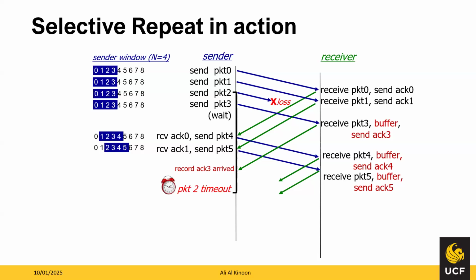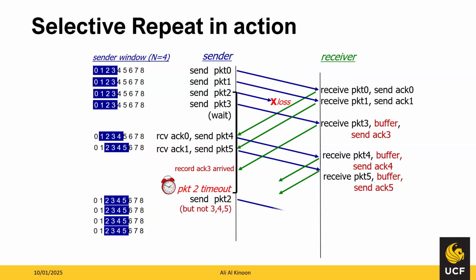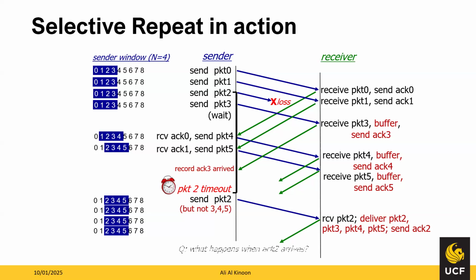Then the timer runs out. We only need one retransmission, to send packet 2 again, because packets 3, 4 and 5 are already in the buffer. It would then deliver these, but it has to deal with packet 2 first. So that is the difference between the selective repeat and the Go-Back-N protocol.